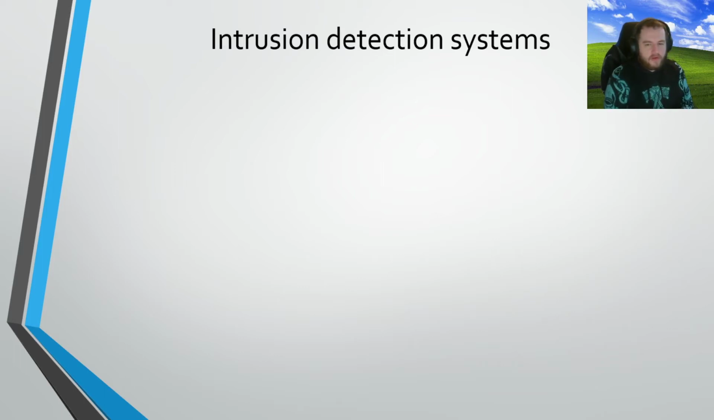So this last section, intrusion detection systems. You've probably heard of these before. Usually just pronounced IDS, because obviously it's easy to just say IDS. These are used for basically detecting anything that's happening currently in the network.